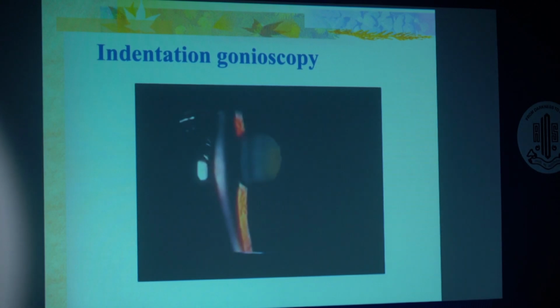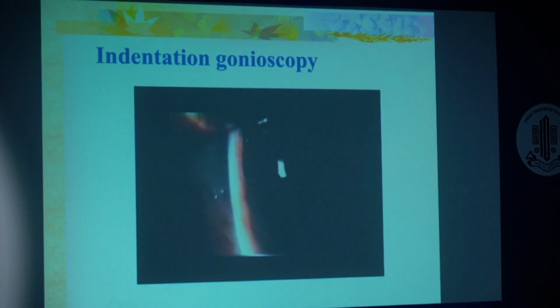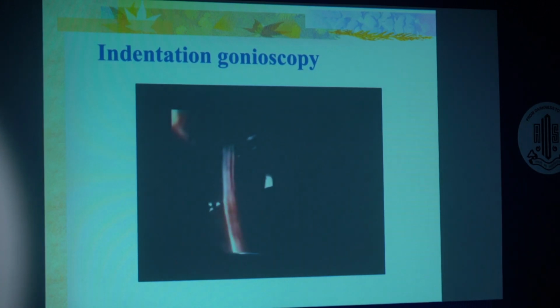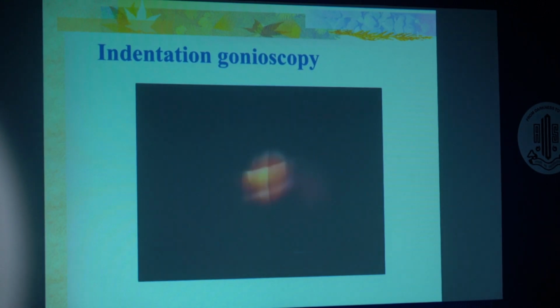This is a case of a narrow angle with a PAS, and see the iris is there. We want to do gonioscopy. Then what we do, we just look at the angle. We try to indent. See, we try to indent. See the indent. You are able to see the trabecular meshwork, and that means that in the case of appositional closure, this definitely needs an LPI.